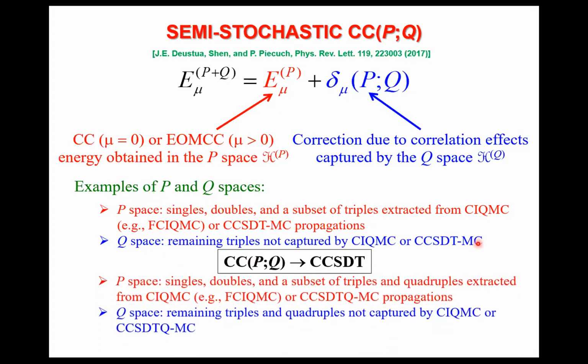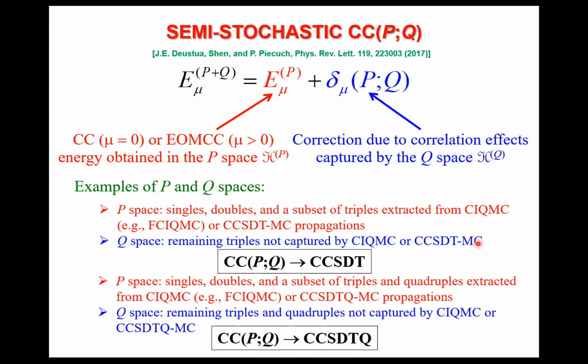And if I want to approximate CCSDTQ, then the P space will consist of singly and doubly excited determinants. We'll take them all, and then a subset of triply and, to be more accurate, quadruply excited determinants that are captured by Monte Carlo. And again, the Q space is the rest of the information, the remaining triples and quadruples.